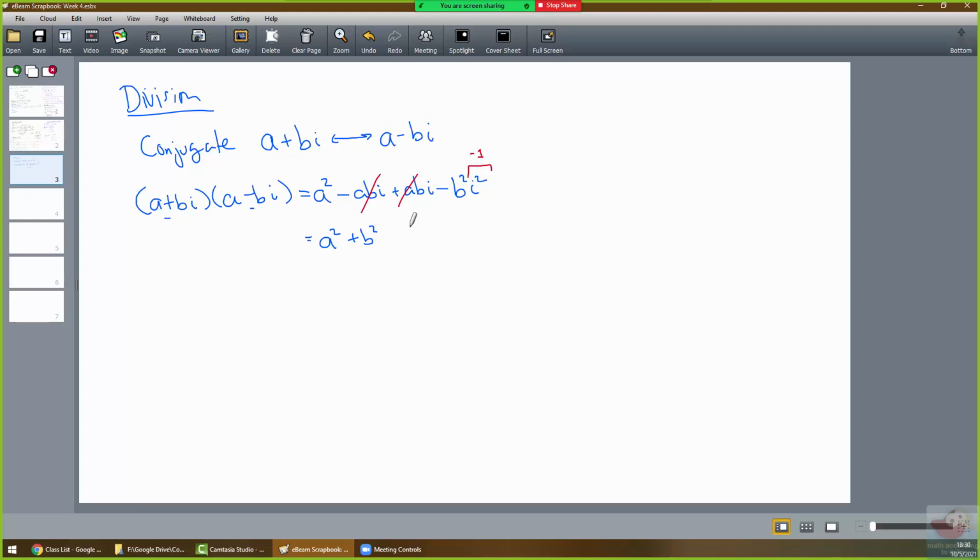So when you multiply a complex number by its conjugate, you get an expression that doesn't have an i anymore. It's a real number in this case. This has a special format that you did not see in intermediate algebra. This is a sum of squares.